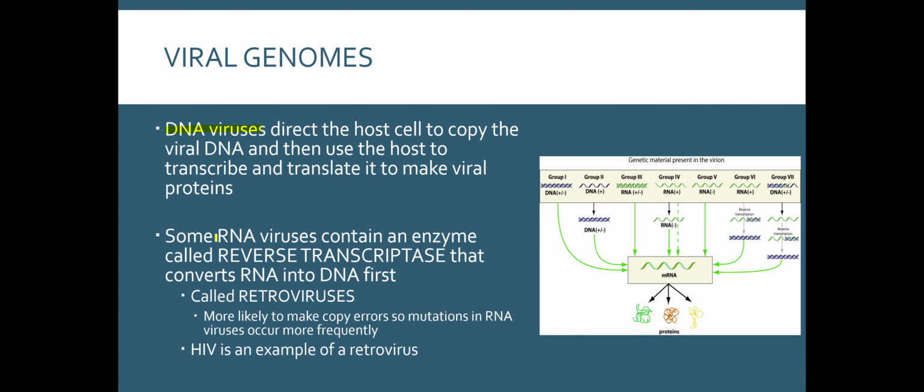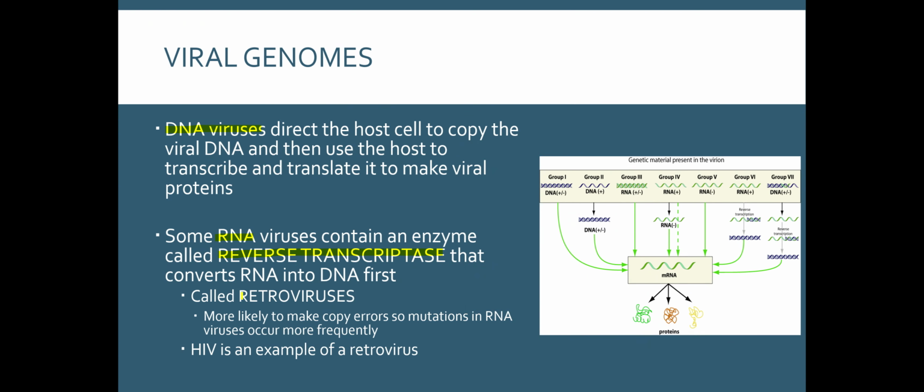Now, if it's an RNA virus, many of these have a special enzyme called reverse transcriptase, and it's the opposite of transcription. So when we covered protein synthesis, we learned that transcription was DNA to RNA, and so what this enzyme does is it takes the viral RNA and copies it and turns it into DNA first, and then it will go about making copies and then transcribing and translating.